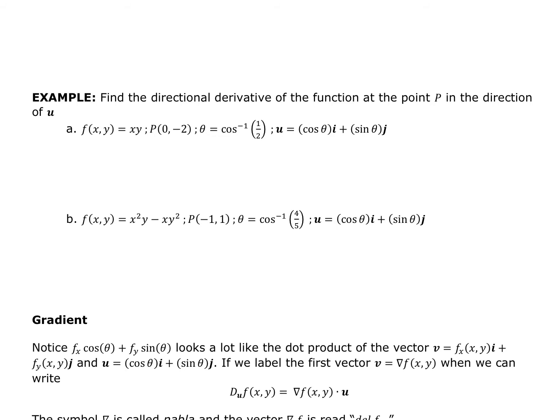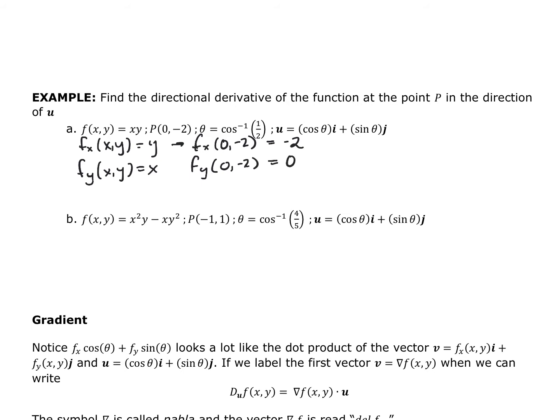So the first thing we want to do is find our partial derivatives in each direction. My partial derivative with respect to x of xy is just going to be y. And then my partial derivative with respect to y of xy is just going to be x. So I find my partial derivatives. The next thing I want to do is evaluate my partial derivatives at the given point. Yep, I have a given point. So I have my partial derivative in x at the point (0, -2), which is going to give me -2. My partial derivative in y at (0, -2) is just going to give me 0.